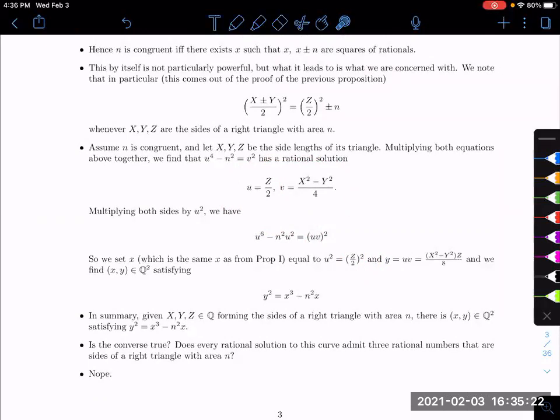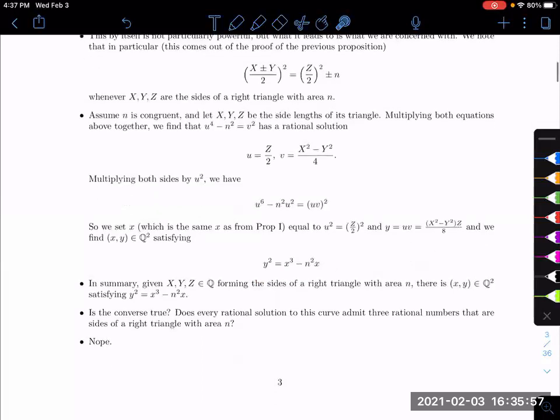What you find is that x is rational because it's z over 2 squared, and z over 2 is rational, and clearly y is rational. So what you have found is two rational numbers, x and y, satisfying the following equation. If we make the substitutions I said, this equation up here turns into the equation y squared equals x cubed minus n squared x. You might recognize and suspect this is an elliptic curve. We will see this is actually an elliptic curve, provided some very stupid assumptions are satisfied.